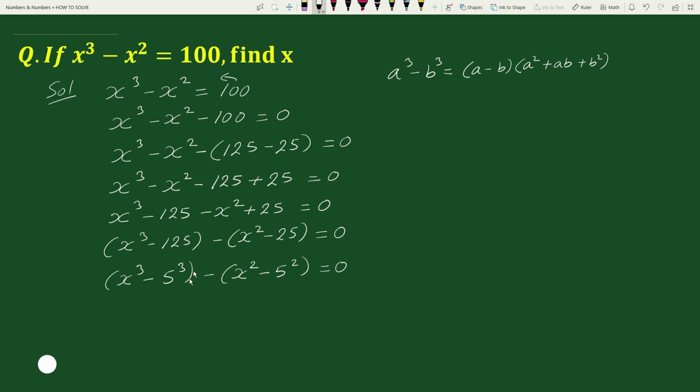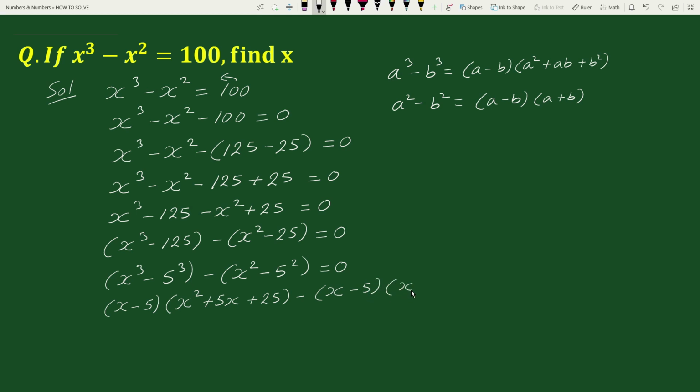So we can write this as x minus 5 times x square plus 5x plus 25 minus, again we will factorize x square minus 5 square using the algebraic formula: a square minus b square equals a minus b times a plus b. So we can write this as x minus 5 times x plus 5 equals 0.